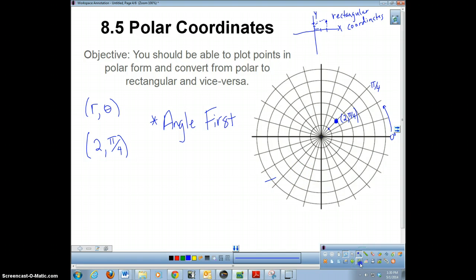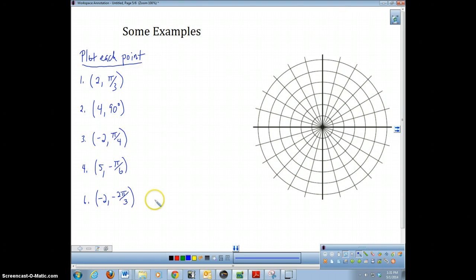Let's take a look at a few examples here. So let's go ahead and plot these points. 2, pi over 3. So this is pi over 6, and this is pi over 4, and this is pi over 3. So we're going to go over to pi over 3, and then we're going to go out 2. 1, 2. And there's our point. We'll call that point A.